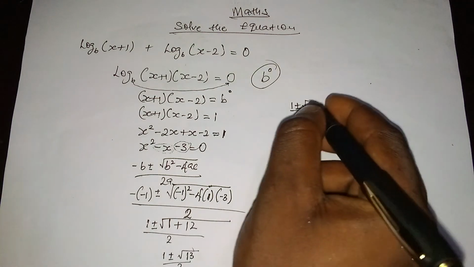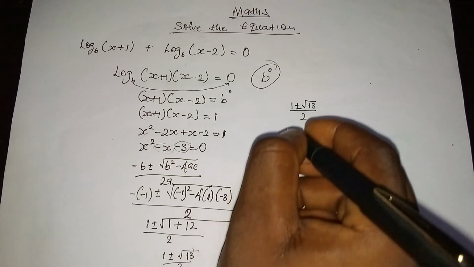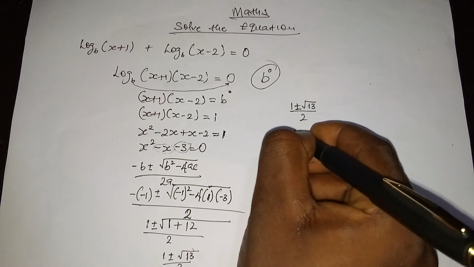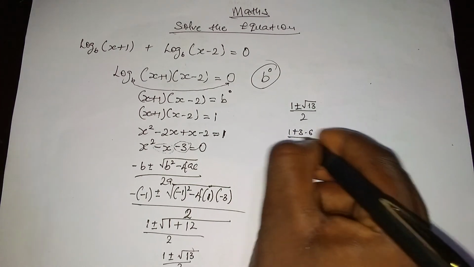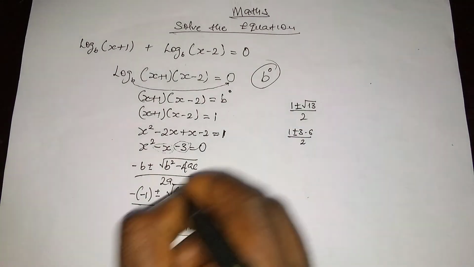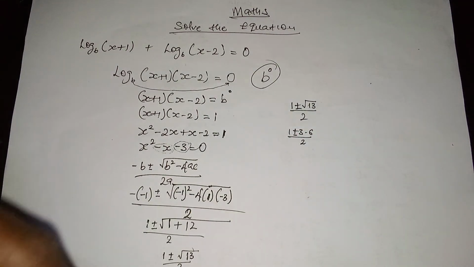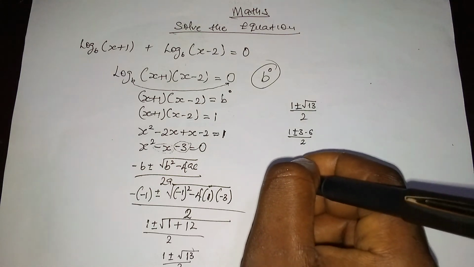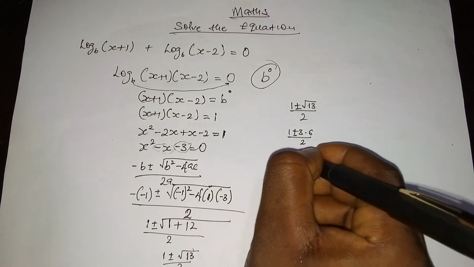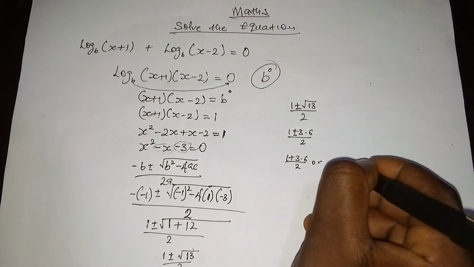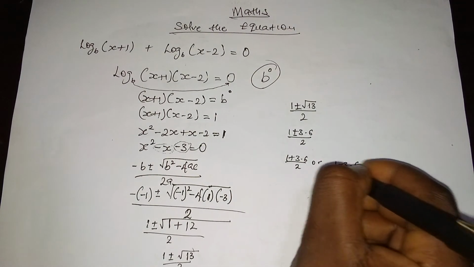So I have the value of root 13 to be approximately, to 1 decimal place, 3.6. So I have 1 plus or minus 3.6 all divided by 2. So I'm solving for x now. I have 1 plus 3.6 over 2, or 1 minus 3.6 all over 2.